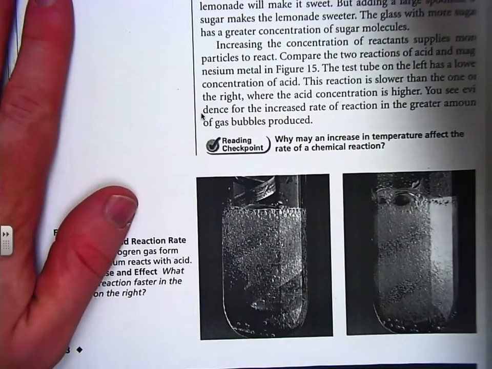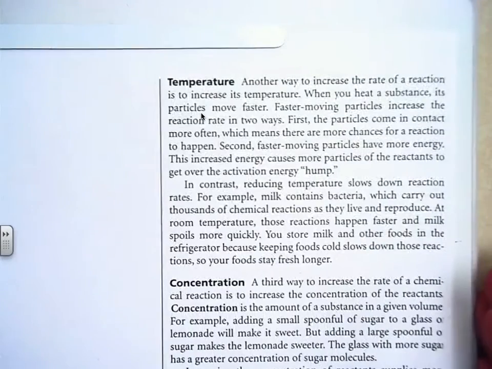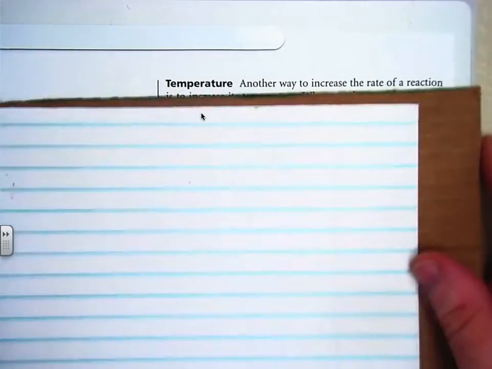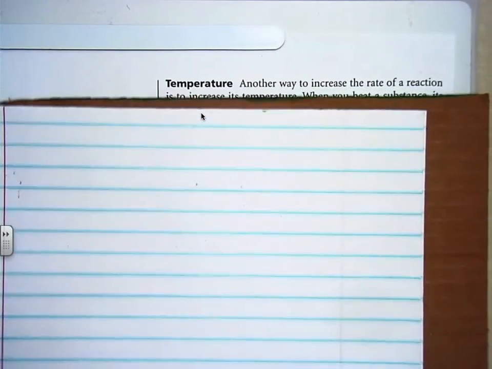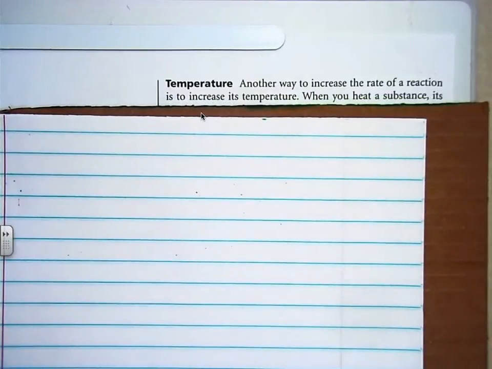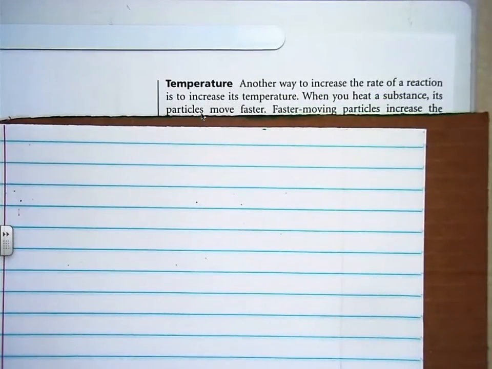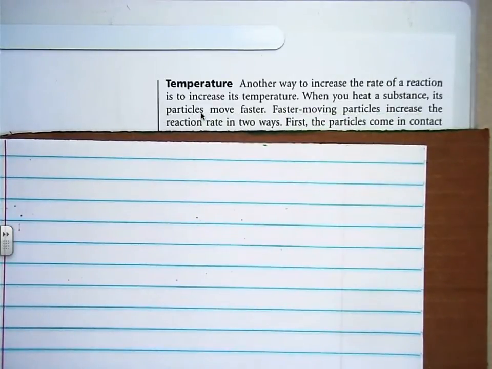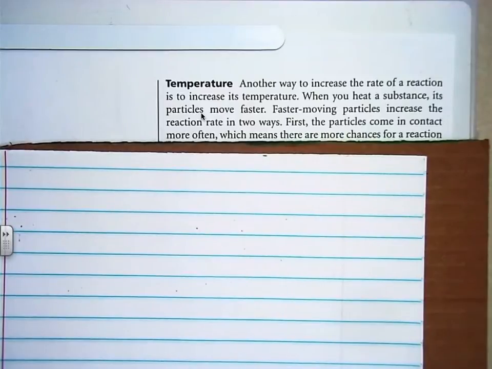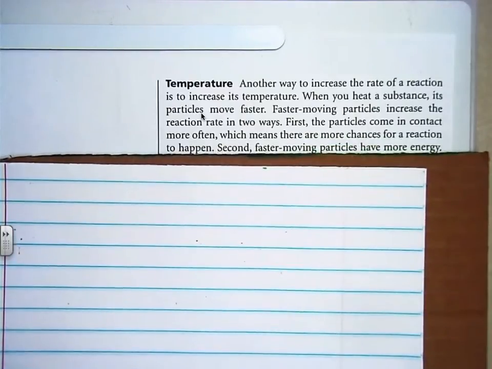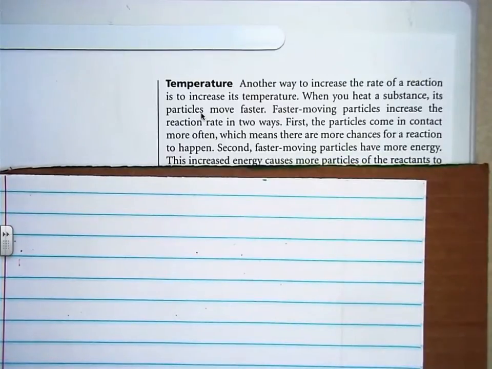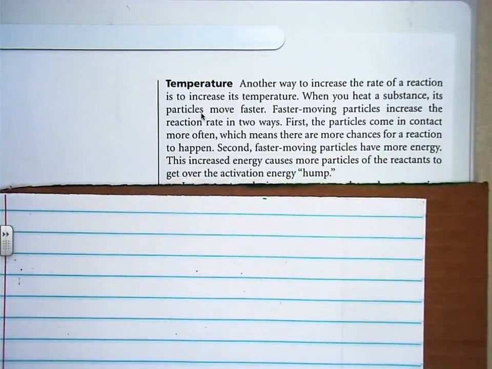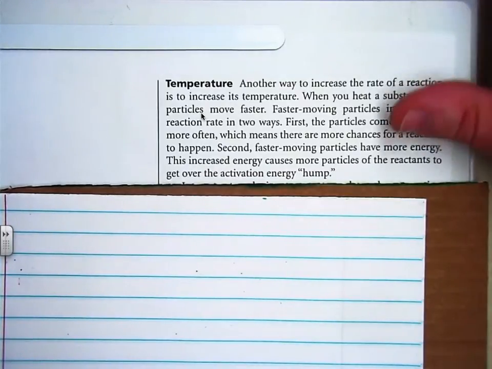Another factor that can affect the rate of reaction is temperature. Another way to increase the rate of reaction is to increase the temperature. When you heat a substance, its particles move faster. Faster moving particles increase the reaction rate in two ways. First, the particles come into contact more often, which means there are more chances for a reaction to happen. Second, faster moving particles have more energy. This increased energy causes more particles of the reactants to get over the activation energy hump.